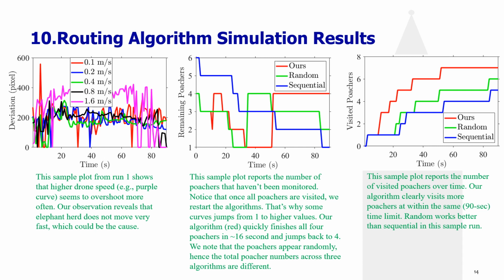The final graph shows the total visited poachers throughout the 90 seconds. We can see that our algorithm works much better than the random or the sequential algorithm.